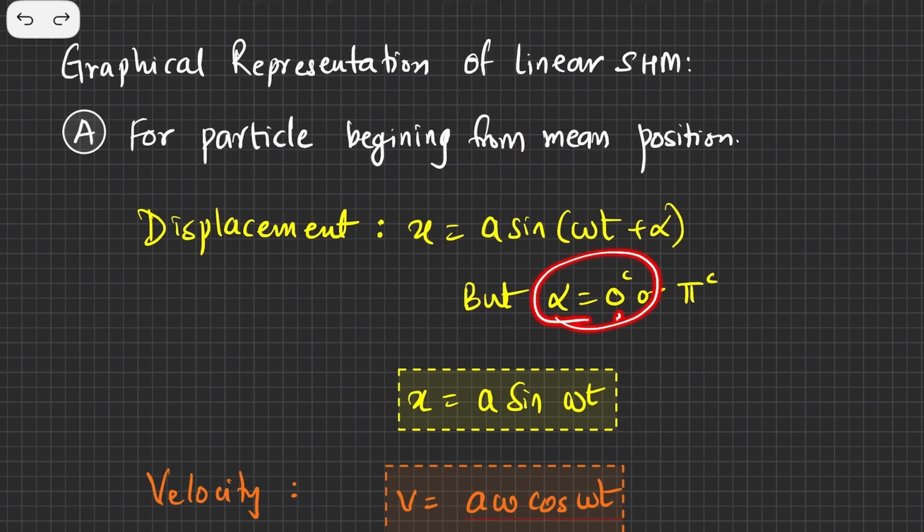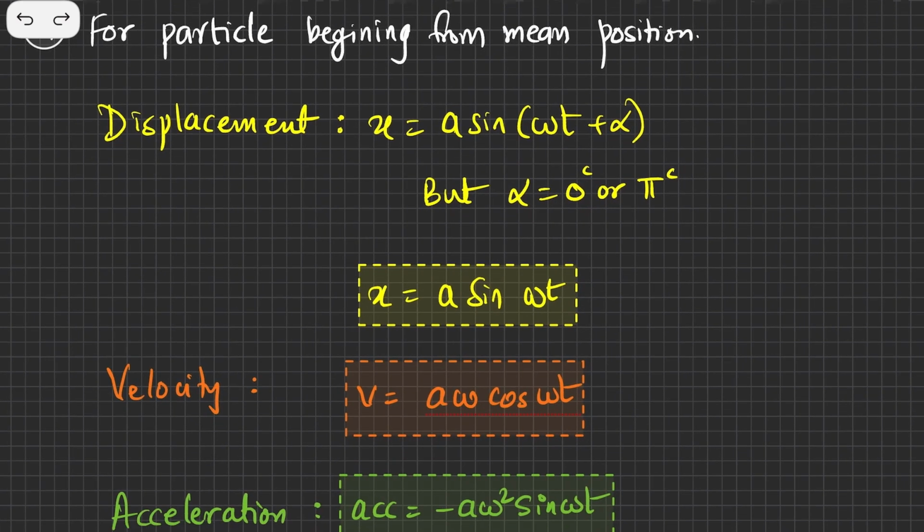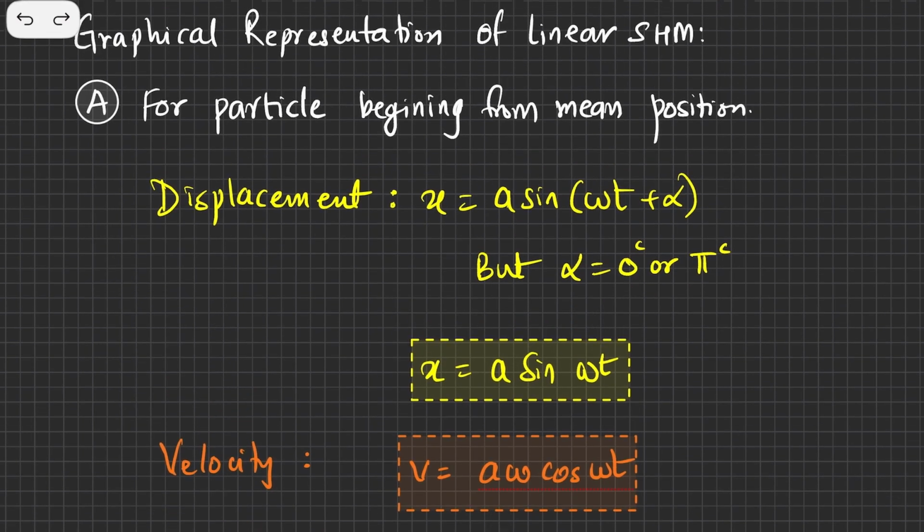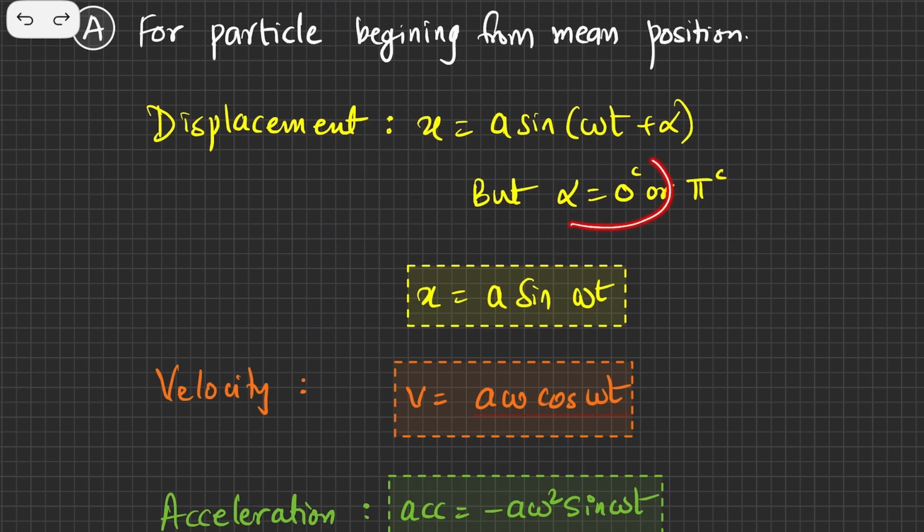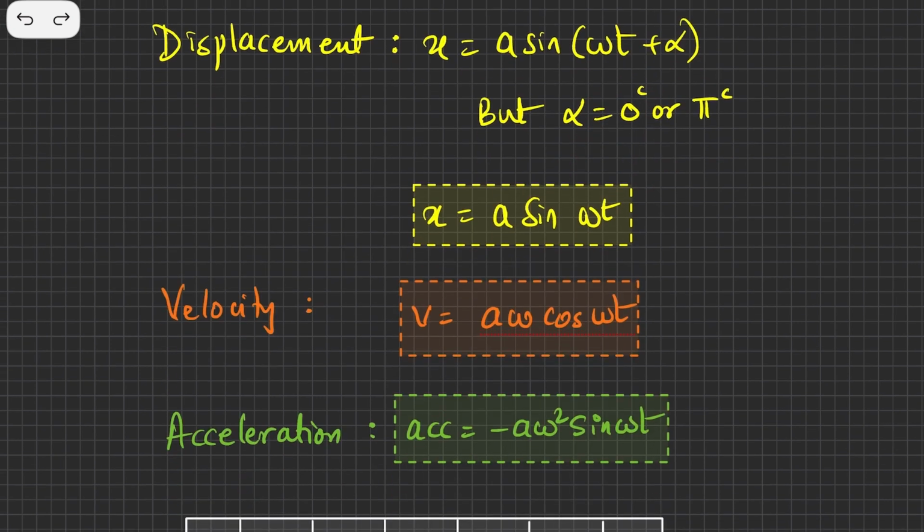Here, since I am assuming that the particle is beginning from the mean position, the value of alpha is 0 or pi. Now in this case I am assuming that the value of alpha is 0. So if I put 0 over here, omega t plus 0 is omega t. Otherwise, if you do it separately for these two cases, there will be a total of 4 cases, but we are going to do only 2. So alpha is equal to 0, we are going to do. So I got the equation of displacement x is equal to a sin omega t.